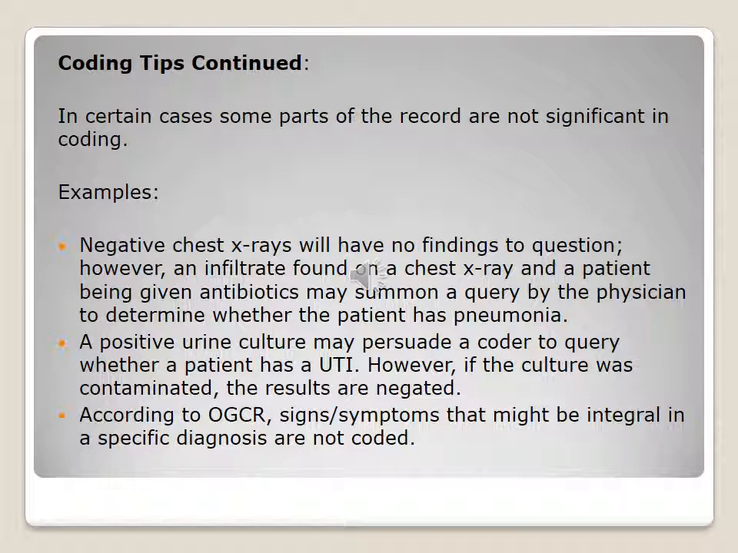A positive urine culture may persuade a coder to query whether a patient has a UTI. However, if the culture was contaminated, the results are negative. According to OGCR, signs and symptoms that might be integral in a specific diagnosis are not coded.